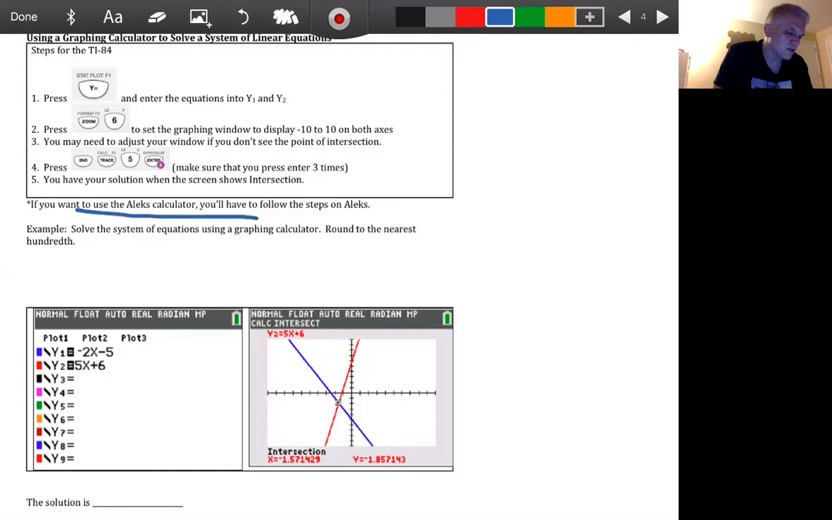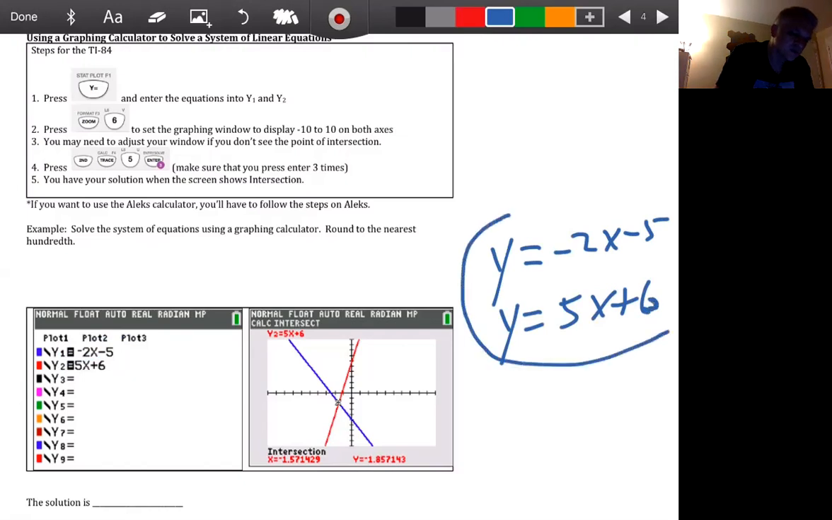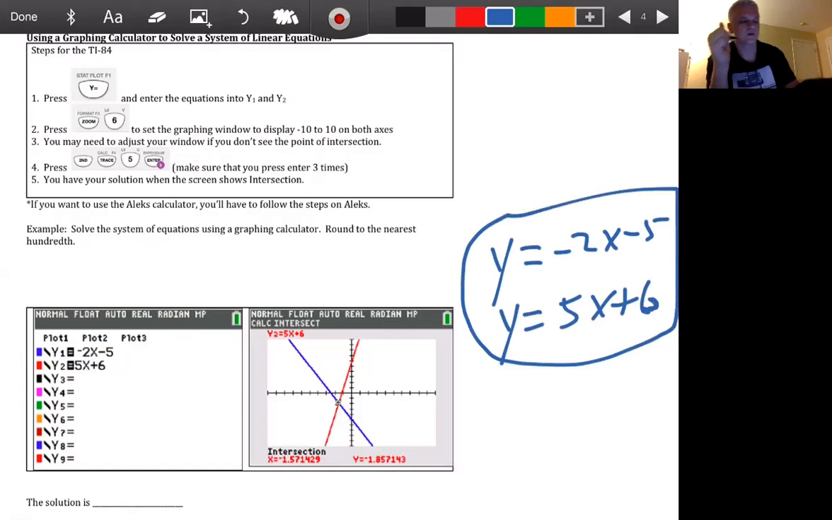If you want to use the ALEX calculator, you follow the steps on ALEX. ALEX is probably a little simpler actually to use their calculator. However, if I give you these two equations, y equals -2x minus 5, and y equals 5x plus 6. If I give you those two equations and I say, here's a linear system, because there's two equations, and I say, give me a solution. Type those into your calculator. You can type the first one into y1 and the second one into y2. So there's your y1 and your y2.